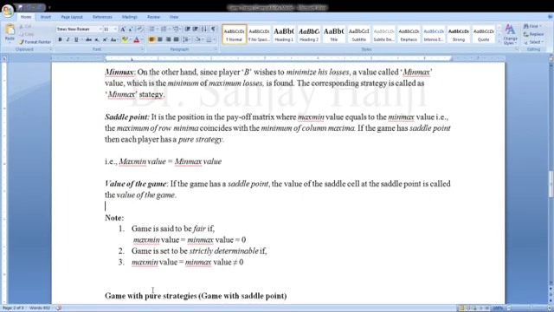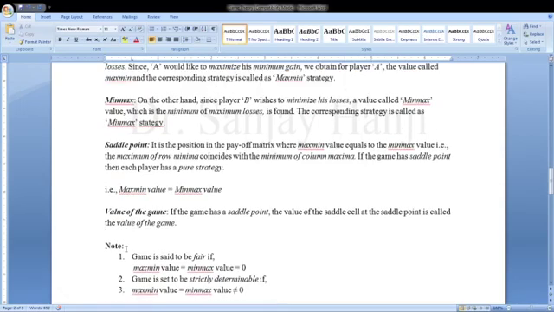Now you need to note one important thing, that is, a game is said to be fair if max min value is equal to min max value is equal to 0. Now if there is a saddle point and both are equal, then that saddle point value of the game is 0. If the value of the game is 0, then it is called as a fair game.